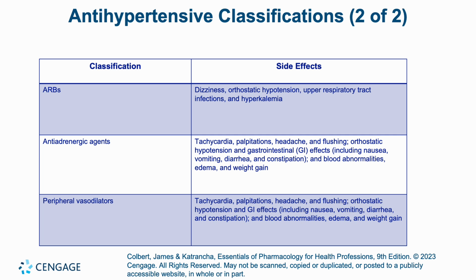We have antiadrenergic agents. These can cause tachycardia, palpitations, headache and flushing, orthostatic hypotension, and GI effects, including nausea, vomiting, diarrhea, and constipation, and blood abnormalities, edema, and weight gain. They give two examples in your book. One of them is clonidine, which is a centrally acting alpha adrenergic blocking agent, and the other is prazosin, which is a peripheral acting alpha adrenergic blocker.